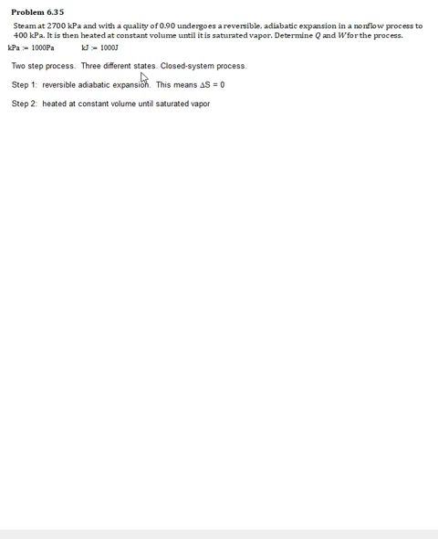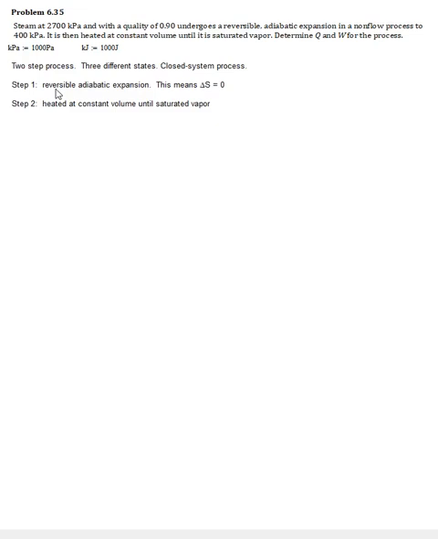So we've got a two-step closed system process. We've got three states: state 1, state 2 for step 1, and then state 2 to state 3 for step 2. The first step, we're told, is a reversible adiabatic expansion. Whenever you see the two words reversible and adiabatic together, you should realize that means that delta S is equal to 0. Another way to say that is an isentropic expansion. So those are some of the phrases you'll hear in a thermodynamics class about that. So delta S is equal to 0 for that first step.